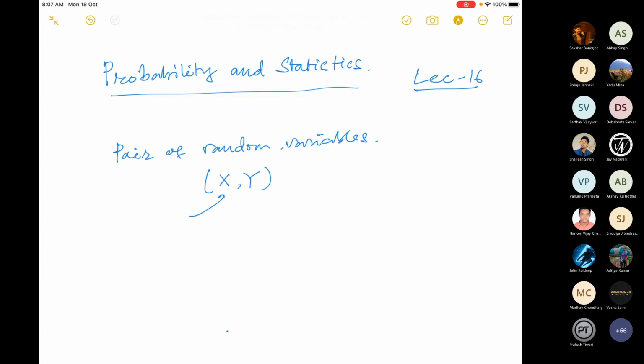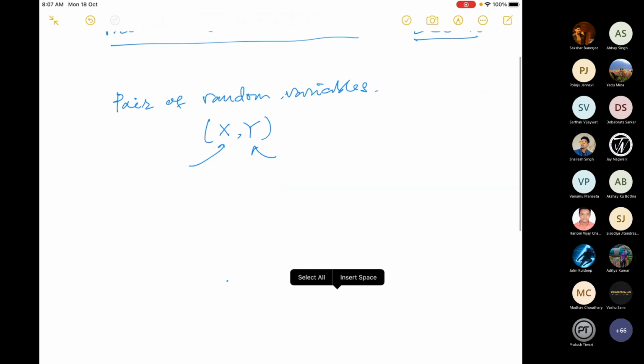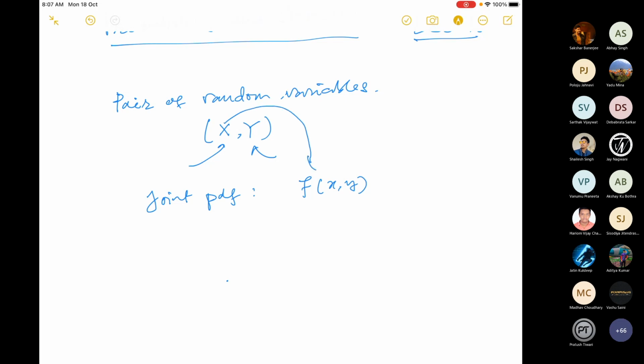X measures some value corresponding to that experiment, and Y also measures some value corresponding to that experiment. And then we said, okay, we can have a joint PDF, which is a function of x and y. Capital X is taking the value small x, and capital Y is taking the value small y. And we have a function here. Under certain conditions, this will represent a joint PDF for XY.